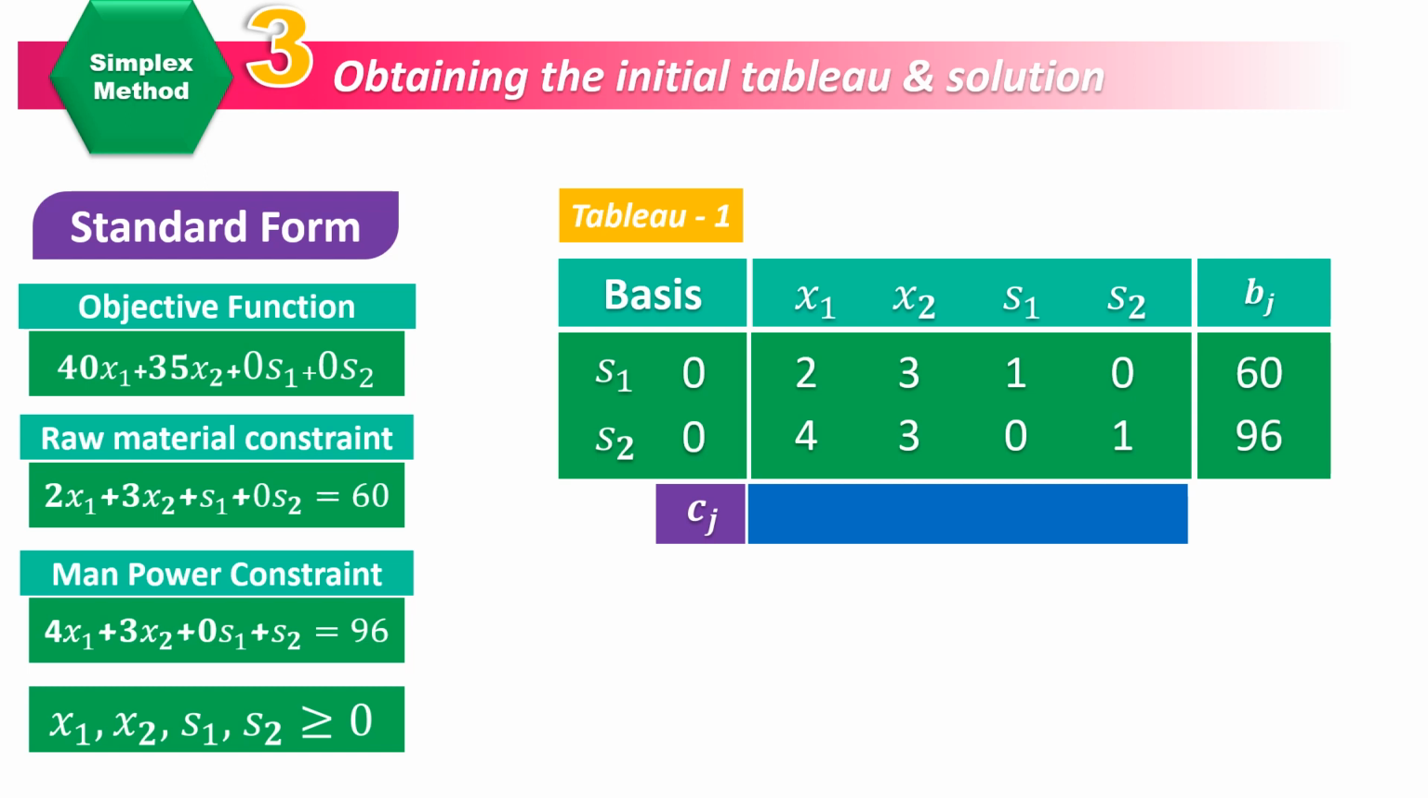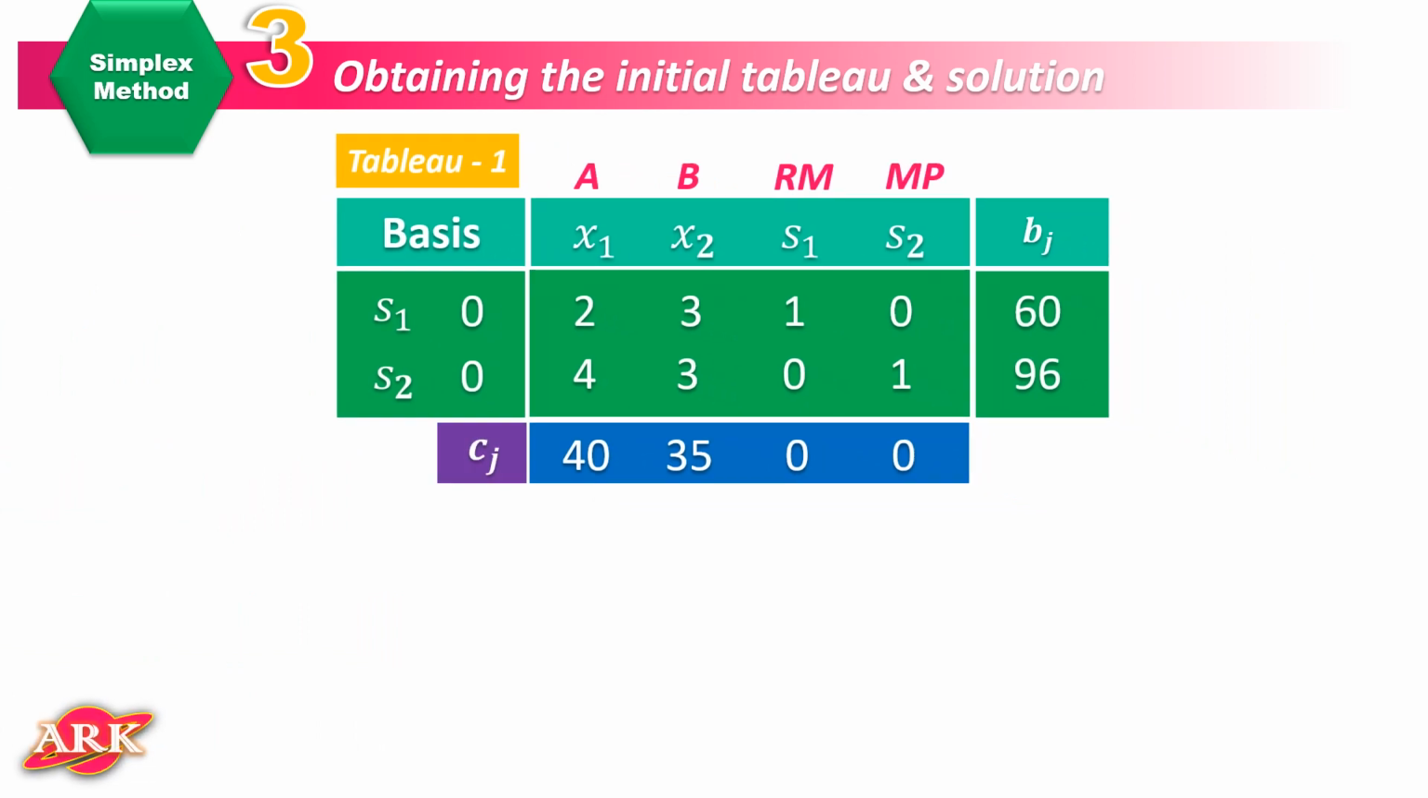Cj is the objective function coefficients: 40, 35, 0 and 0 for s2. As we see in the objective function, the coefficients are like that. Cj values represent the contribution per unit. A contributes 40 rupees, B contributes 35 rupees. Now the next step is calculating Zj values.